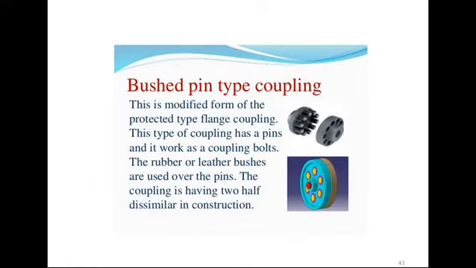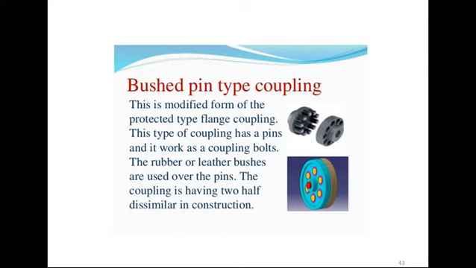Okay, now we are going to see the bushed pin type coupling. This is the bushed pin type coupling. This is a modified form of the protected type flange coupling. This type of coupling has pins and they work as coupling bolts. The rubber or leather bushes are used over the pins.